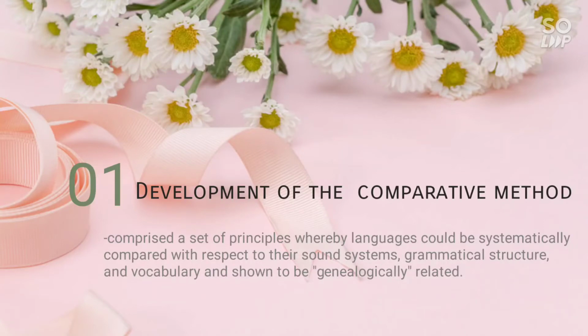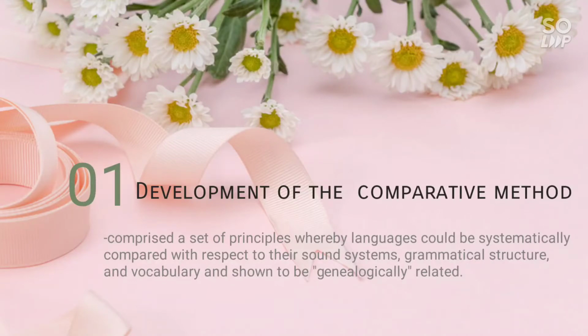It is generally agreed that the most outstanding achievement of linguistic scholarship in the 19th century was the development of the comparative method. The comparative method is composed of a set of principles whereby languages could be systematically compared with respect to their sound systems, grammatical structure, and vocabulary, and shown to be genealogically related. When we say genealogically, it is in a way that is related to the history of the past and present members of the family or families.